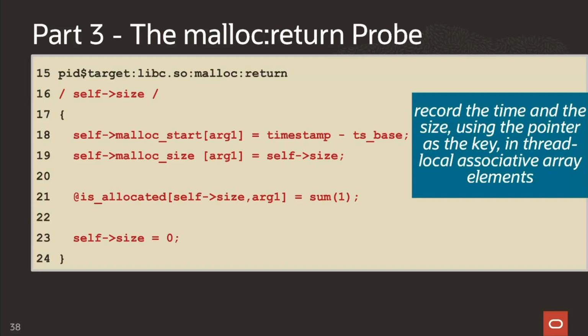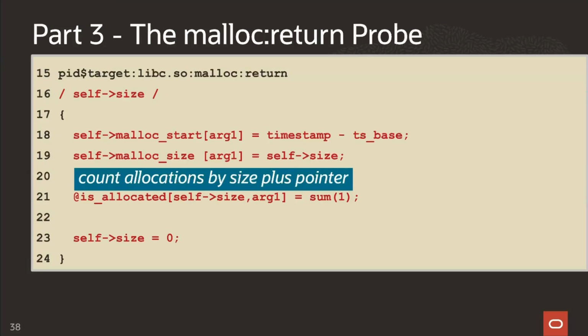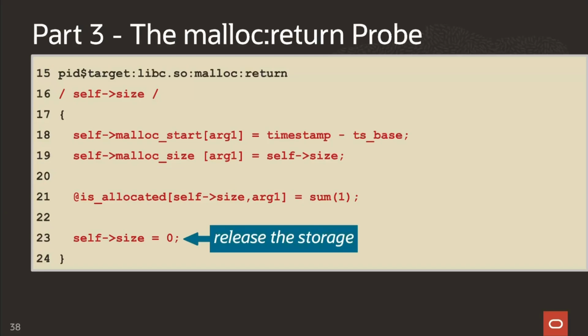Then at line 21, I want to do some counting. I want to count each time the malloc is executed, and I use an aggregation is_allocated, and I have two fields in my key, the size and the pointer. That's what's happening here. And again, I now have access to that size that was set in the entry probe. And what I'm going to do is add 1 to it, sum 1. Remember, aggregations are initialized to 0, so that's what I'm leveraging here. The first time it's called, it'll be 1, and a subsequent call would make it 2. Then at line 23, I release the storage, as we've done before. I no longer need it.